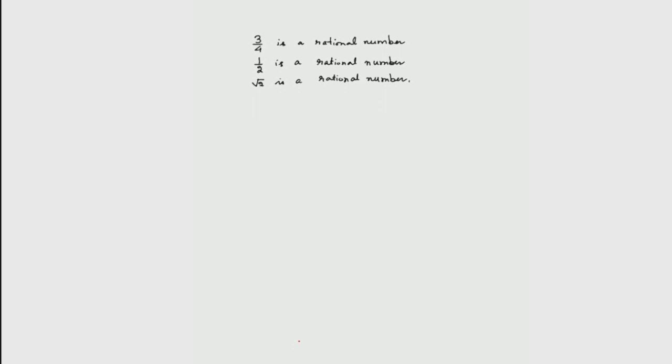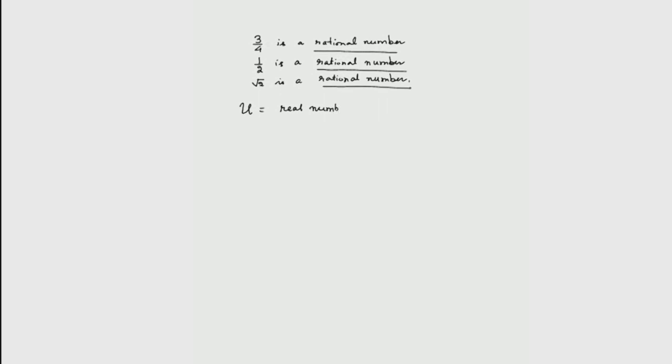Now, what we see over here is that we are considering numbers, and we can probably fix our discourse to a set U of real numbers. We are picking up numbers from U and stating that that number is a rational number. Sometimes this proposition is true and sometimes the proposition is false depending on the number that we have chosen. For example, in this case the first proposition 3 by 4 is a rational number is true, half is a rational number is true, but root 2 is a rational number is false.